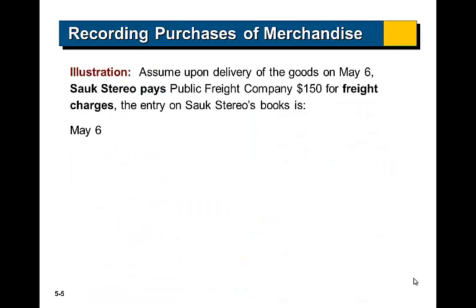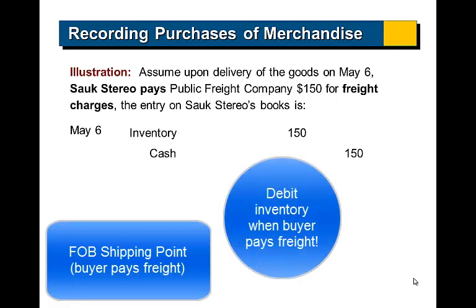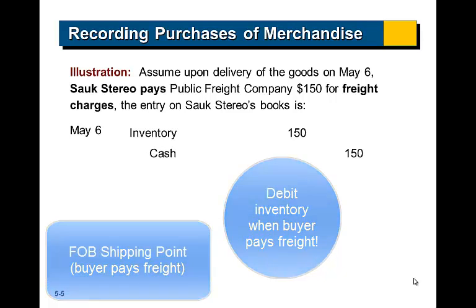Let's assume the agreement between SOC and PW Audio Supply calls for FOB shipping point. The ownership passes to SOC when the goods leave PW, so SOC is responsible for the freight. The question is, what journal entry do we need to prepare? They are paying the freight, so we know we need to credit cash. However, what do we debit? You may be thinking that we should debit an expense, but that is incorrect. We actually debit inventory. When the buyer pays freight, it is not expensed when paid. We do not expense it until the inventory is sold.